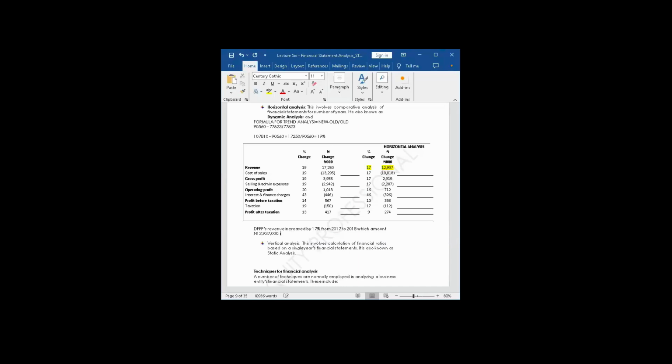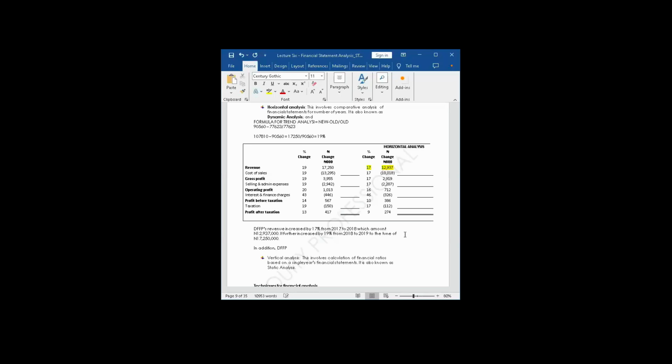We can continue that it further increased by 19% from 2018 to 2019, to the tune of 17,250,000 naira. That is for revenue.